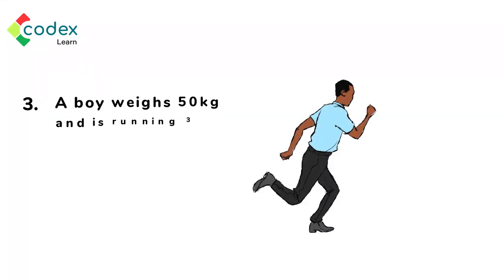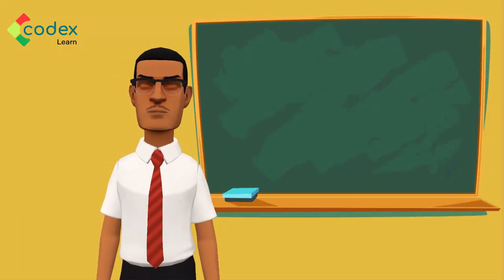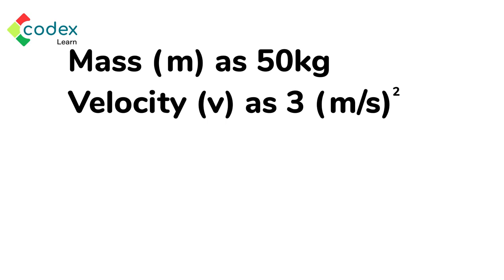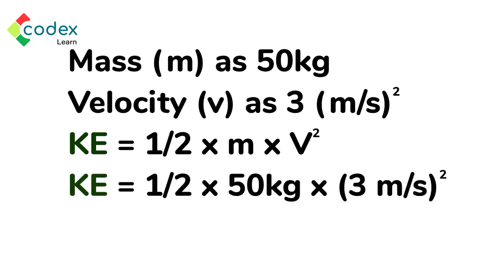Number 3. A boy weighs 50 kg and is running at 3 meters per second. What is his kinetic energy? Again, taking all the pieces apart, we will have the following. Mass m as 50 kg and velocity v as 3 meters per second. KE equals half times m times v squared. KE equals half times 50 kg times (3 meters per second) squared. KE equals 225 J.